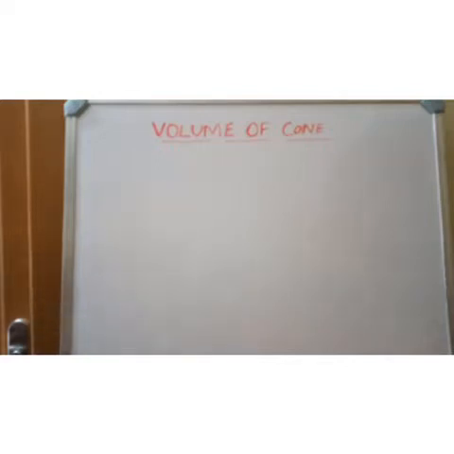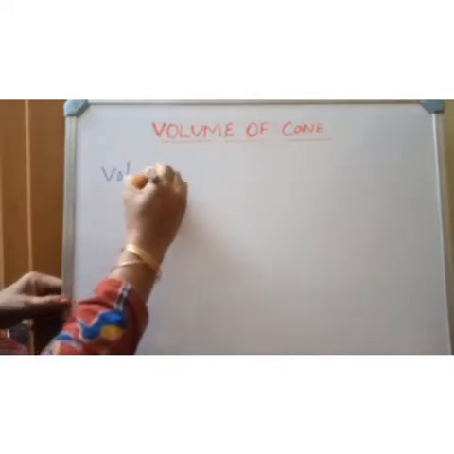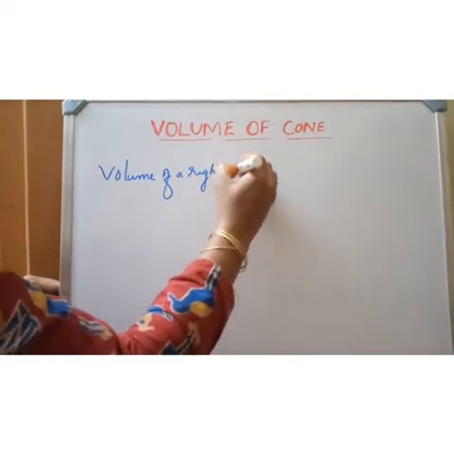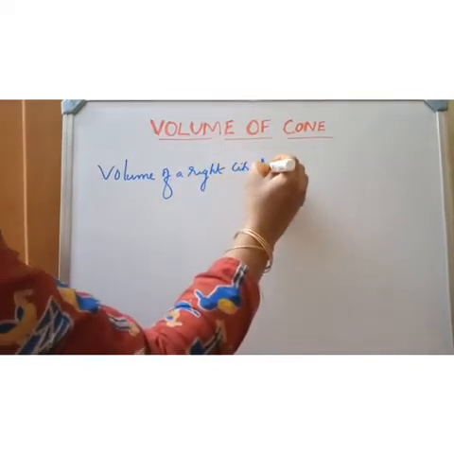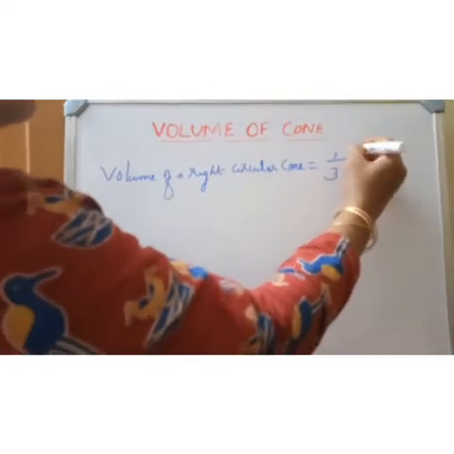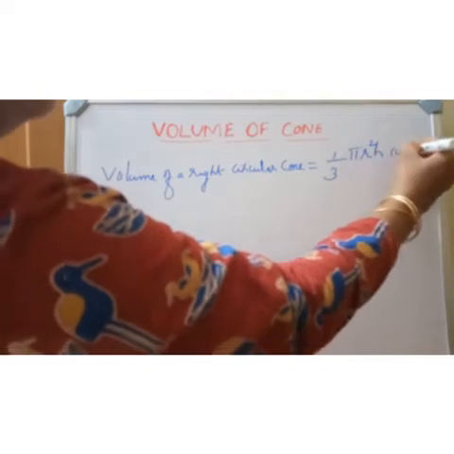The volume of a right circular cone is equal to one by 3 pi r square h cubic units.